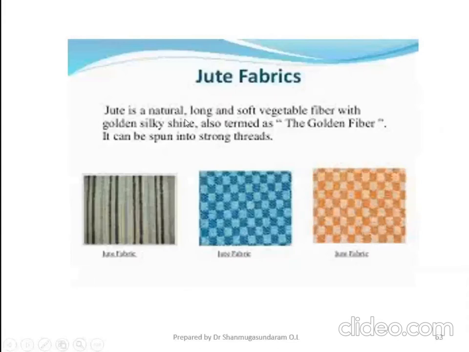Jute is a natural fiber, a long and soft vegetable fiber with a golden silky shine, also termed the golden fiber. Why is it called the golden fiber? The color of the fiber is golden. That is the reason why jute fiber is called the golden fiber. It can be spun into yarn. The yarn has strong tensile strength.